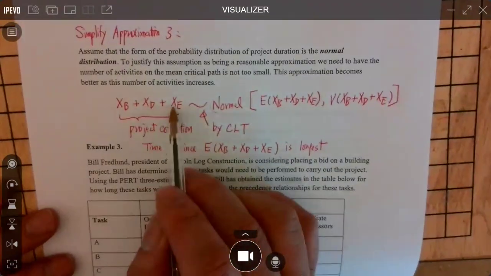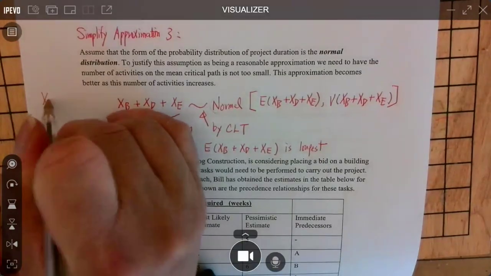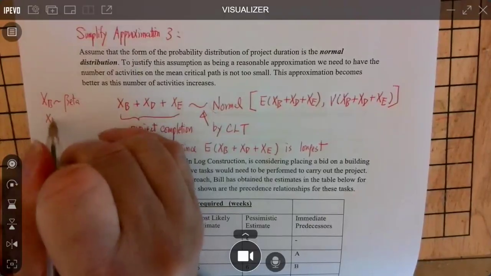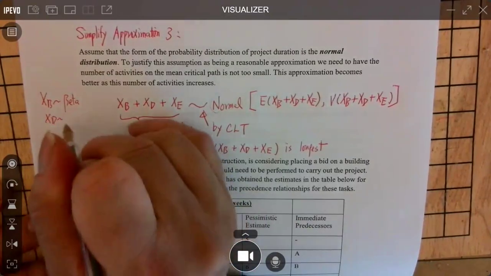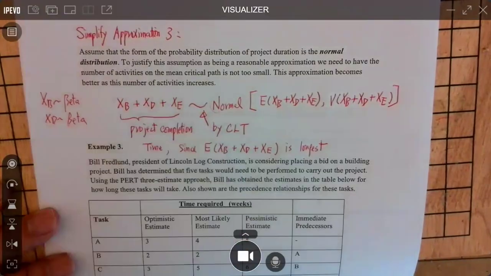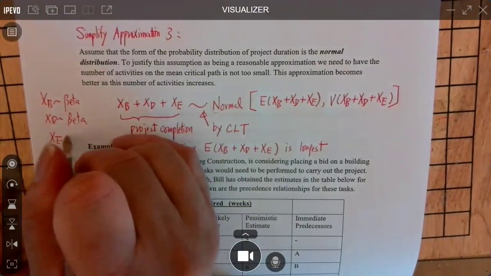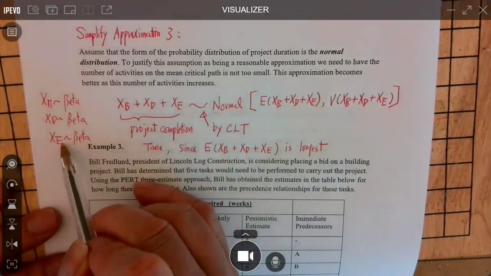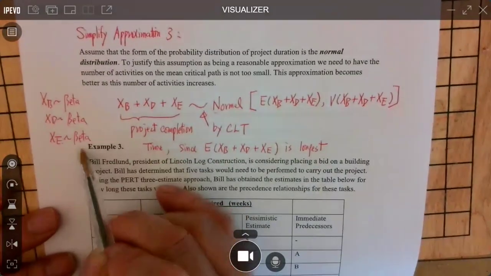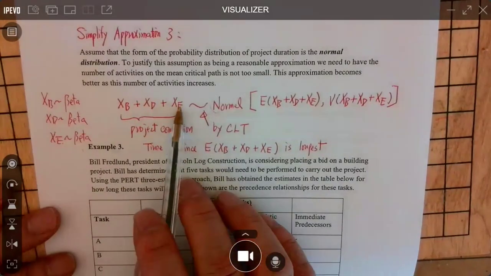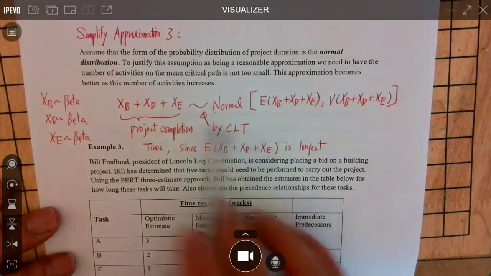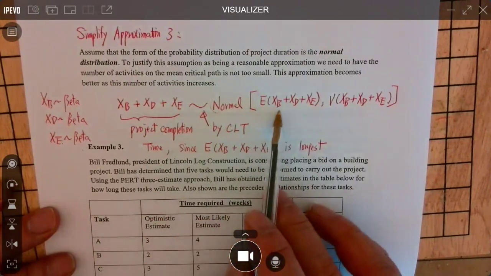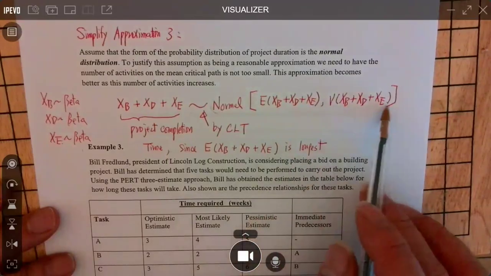Although each one, XB follows beta. XD also follows beta. And XE also follows beta. Individual durations in the project follow a beta distribution. But when you sum them up, by the central limit theorem, they will follow approximately normal with a mean duration time and the variance of the duration time.